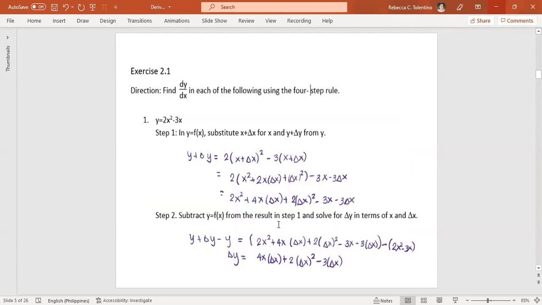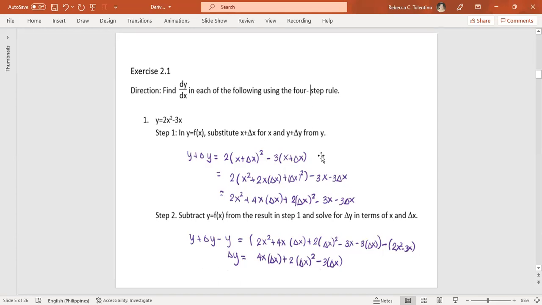To illustrate, let's consider the function y equals 2x squared minus 3x. We will be using the 4-step rule in getting the derivative of y with respect to x. As mentioned in the previous slide, the first step is to replace x by x plus delta x and y by y plus delta y. So instead of a plain y on the left side, now we have y plus delta y. Then all the x's on the right side will be replaced by x plus delta x. So instead of 2x squared, now we have 2 times the quantity x plus delta x, squared, minus 3 instead of x.